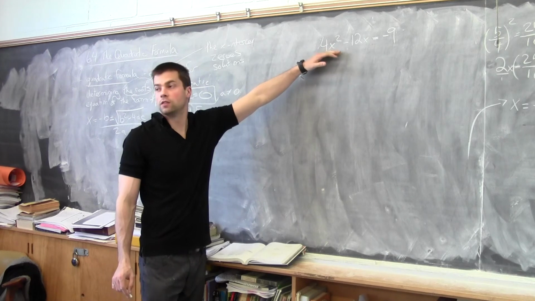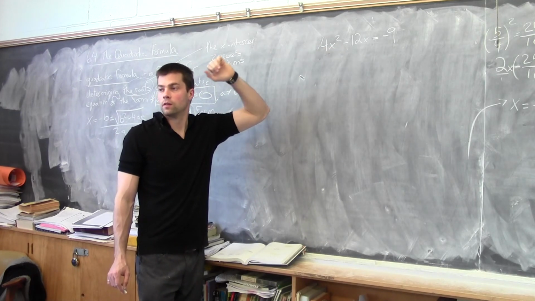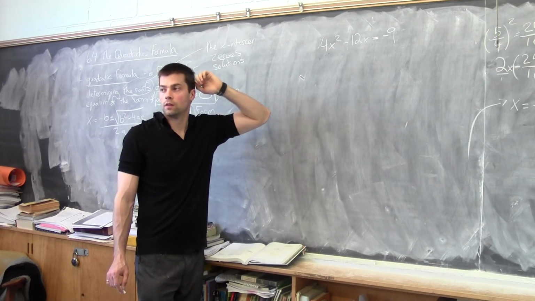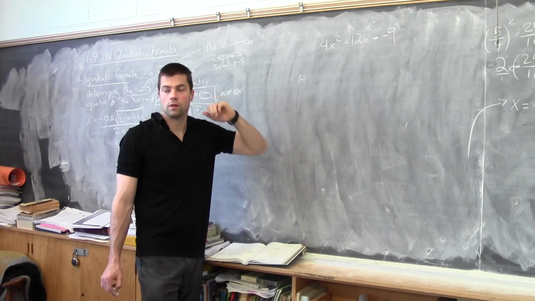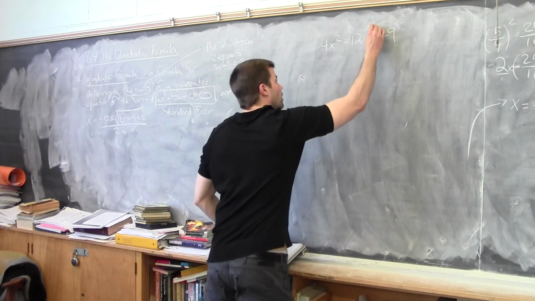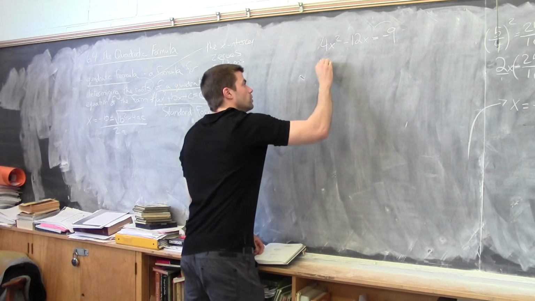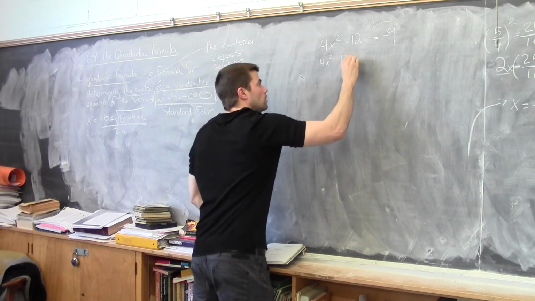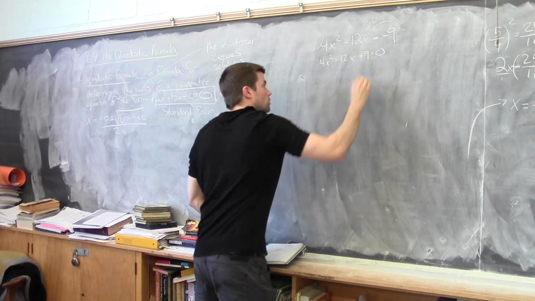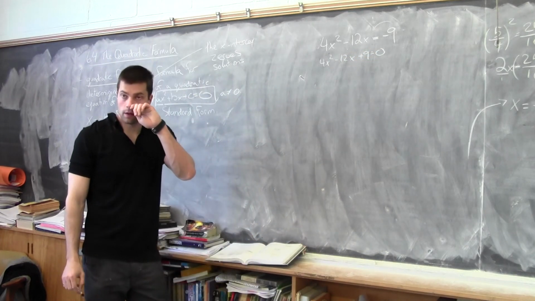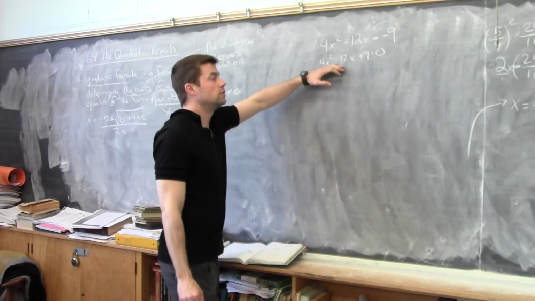Come on, you know how to change this into standard form, right? We bring the 9 over to the other side. You just move this over. You remember this? So you're left with plus 9 equals 0. Do you understand that? Alright, so now it's in standard form.